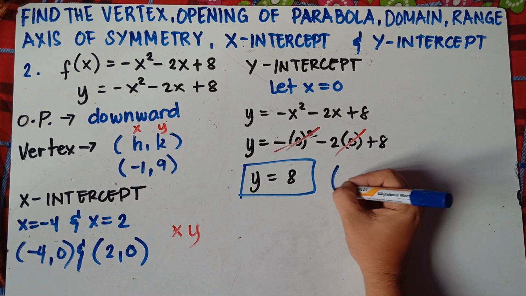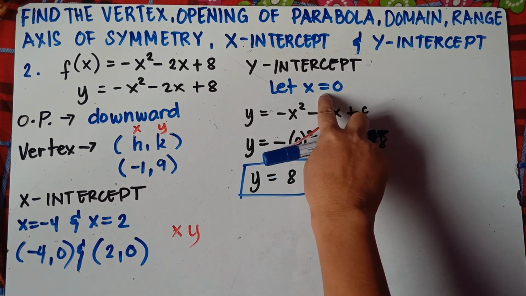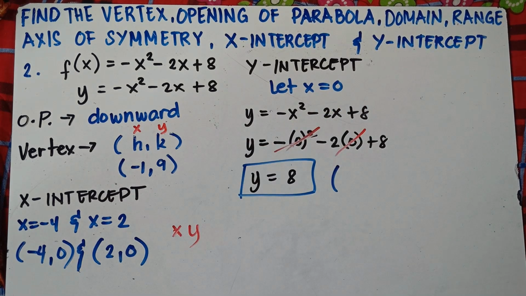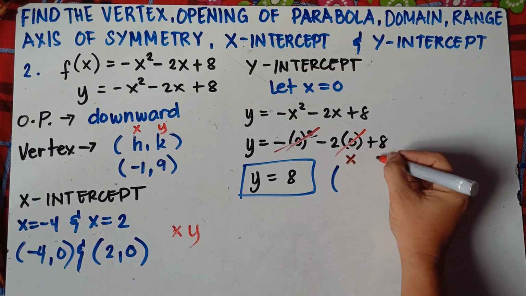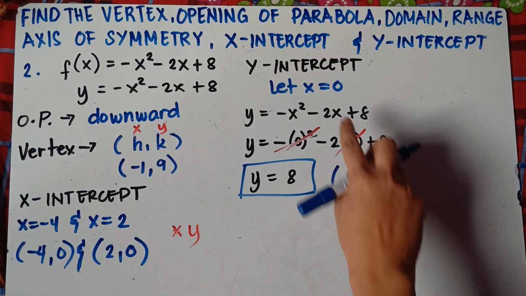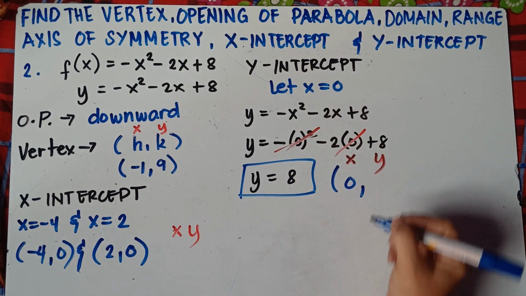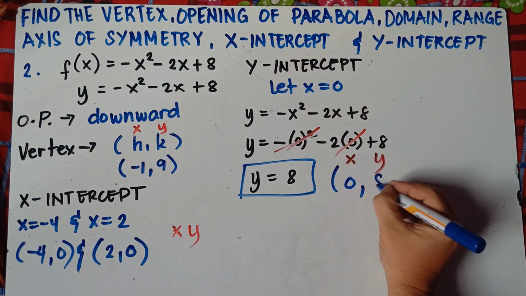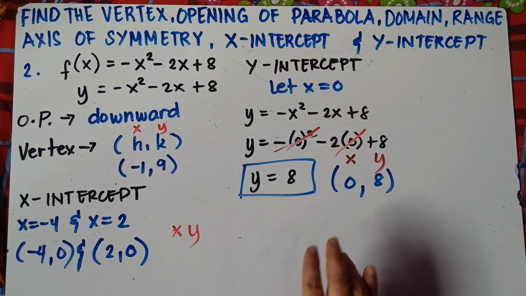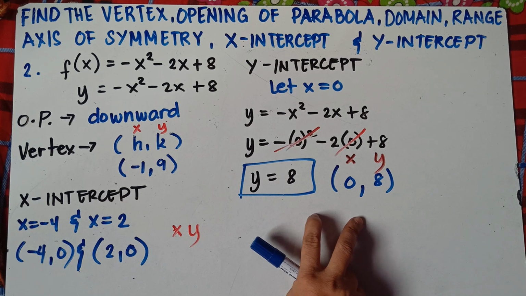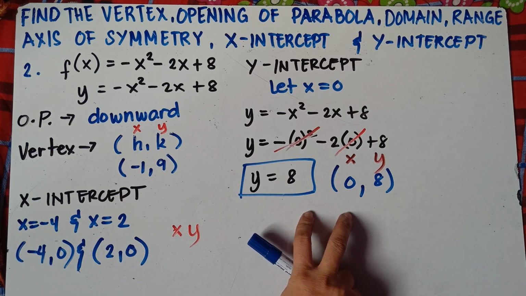Or you can write it as an ordered pair. Since our x is 0, we let x equal 0. And do not forget the ordered pair should be x and y. Our x is 0, since we let x equal 0, and our y is 8. So therefore, our graph will pass through this point. Alright, easy, right, to find the y-intercept.